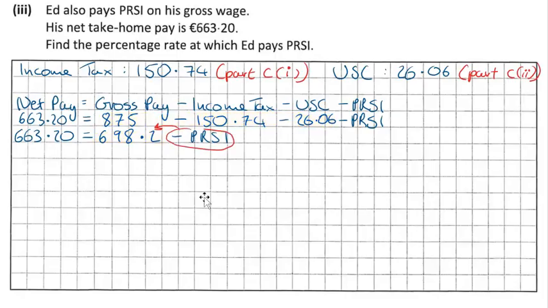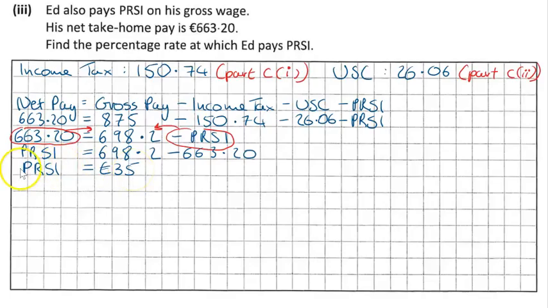So the minus PRSI comes over the equal sign and becomes positive PRSI. It's like carrying over an X. And we bring down the 698.2. Then the 663.2 comes over the equal sign, becomes minus 663.2. So then 698.2 minus 663.2 gives us €35. So the PRSI amount that Ed pays is €35.